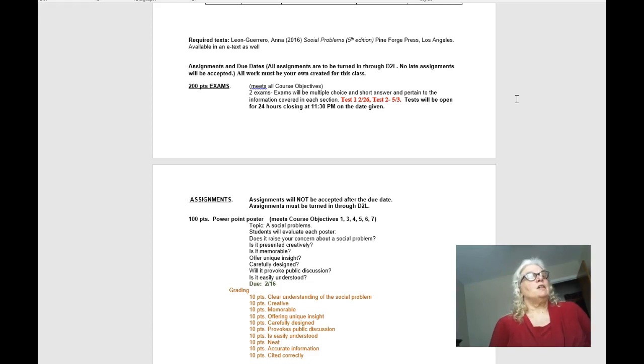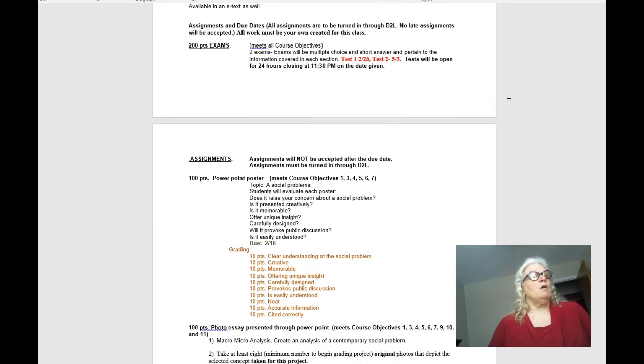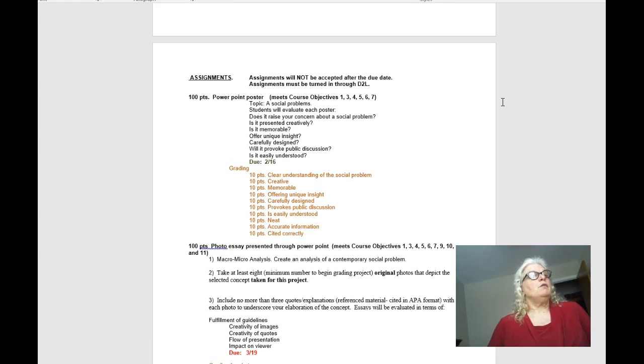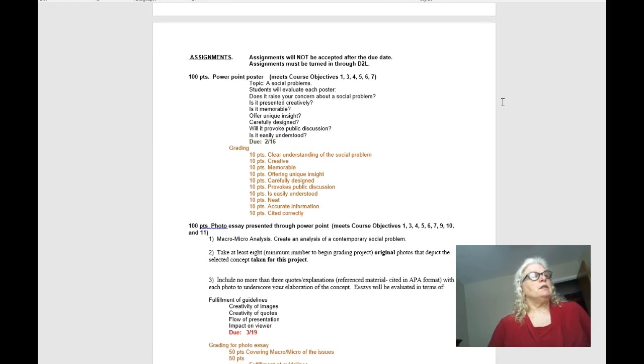People always ask whether the final is comprehensive. The answer is yes and no. It will only cover the last chapters from the second test on, but because it's social problems, everything ties to everything else. Tests will be open for 24 hours, and they will close at 11:30 p.m. on the given date. You have 3 major assignments in this course.